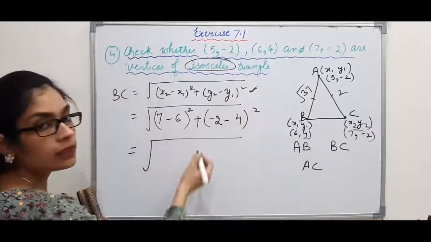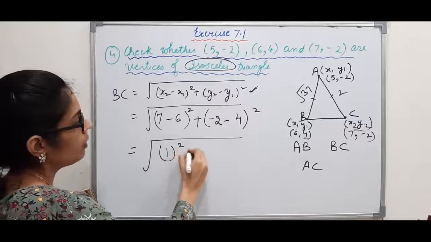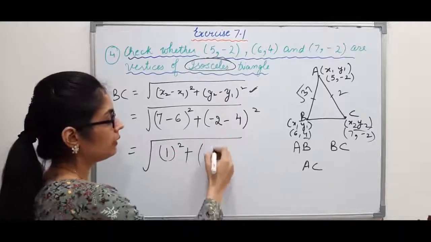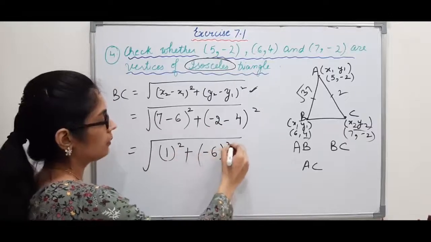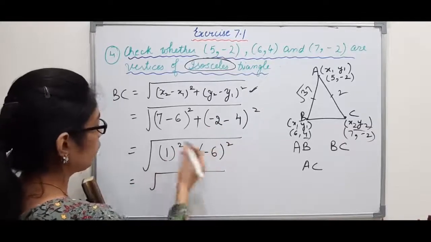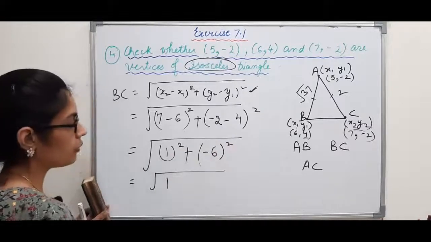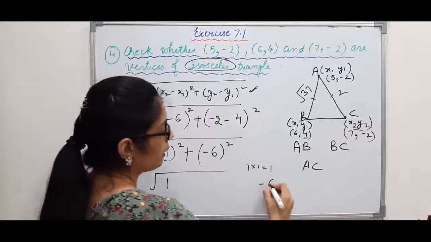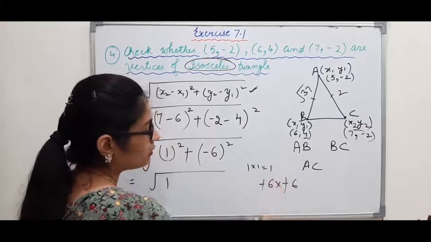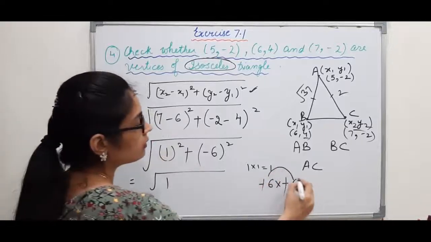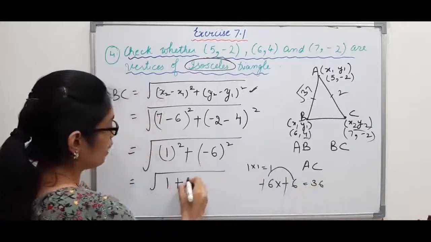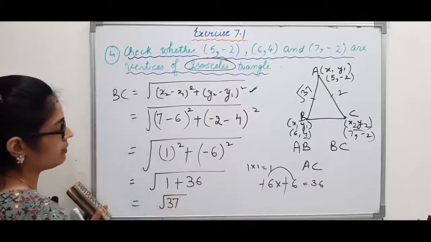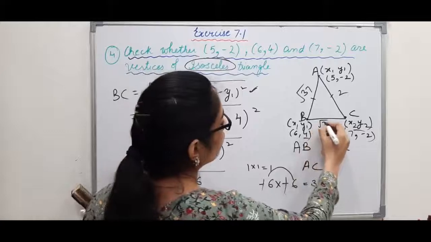So 7 minus 6 is 1, whole square, plus minus and minus is plus, so 4 plus 2 is 6 with a minus sign. The square of 1 is 1 because 1 into 1 is 1. The square of minus 6 means minus 6 into minus 6, the minus and minus signs will cancel, and 6 into 6 is 36. So 1 plus 36 is root 37. So BC also I got root 37.